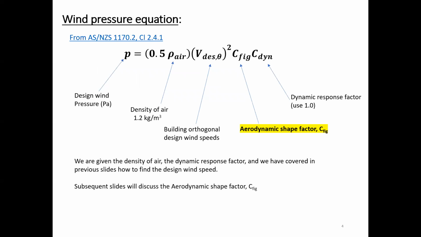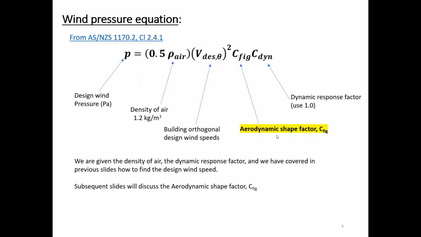Now, this is the equation that we need to use. This converts our wind speed to a pressure. The 0.5 times the density of air is pretty simple because it's given to you. We use 1.2 kilograms per meter cubed. For the design speed, that's what we calculated in the previous slide.